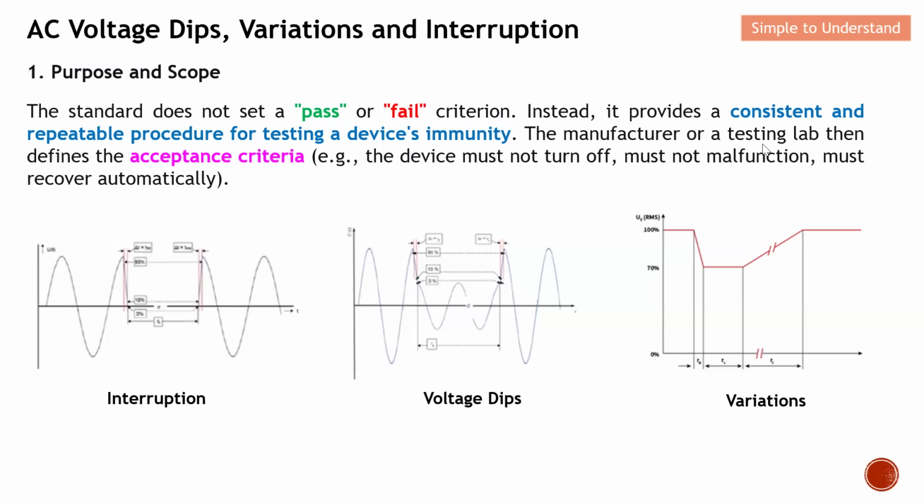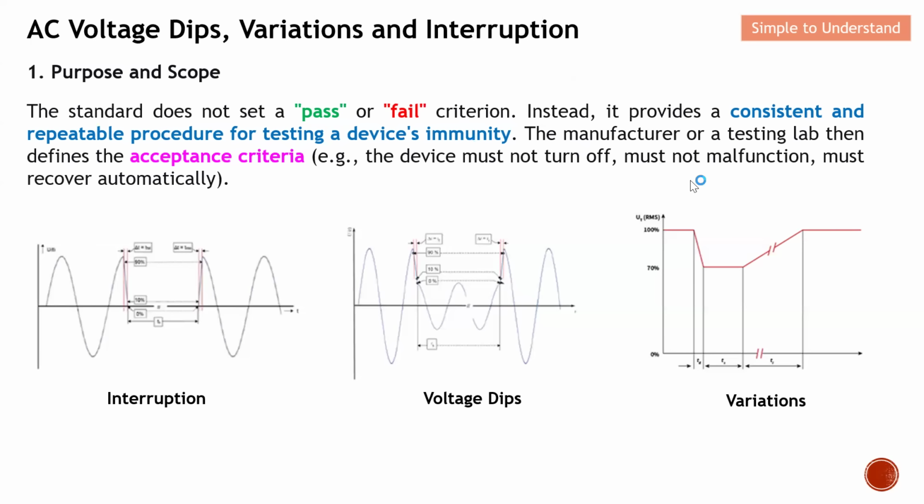The manufacturer or the test lab then defines the acceptance criteria. For example, the device must not turn off, because some devices cannot turn off. Once it turns off, it may have a severe effect. For example, a pacemaker. If the device turns off, it may not pass the test, because a pacemaker must not turn off under any condition. Therefore, some critical devices are required to never turn off.